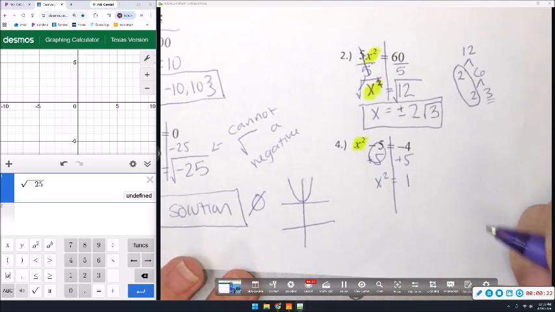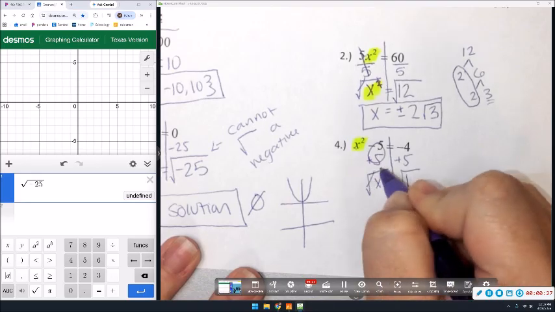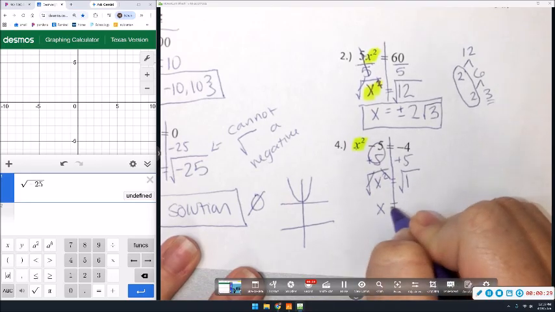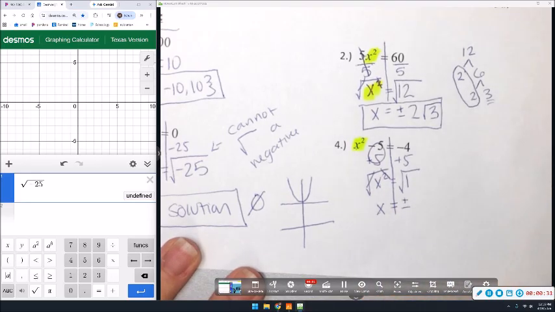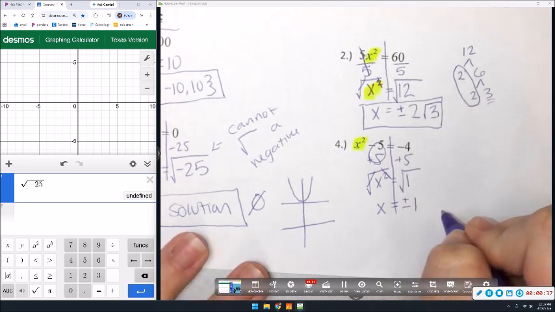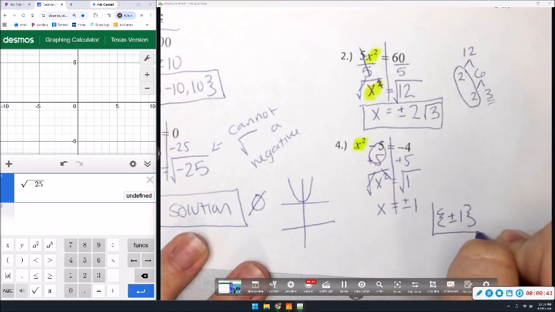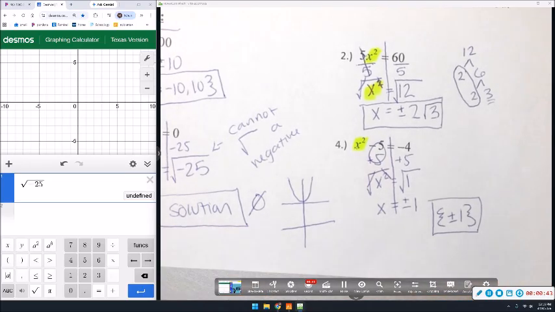No. Okay, so now that my square is by itself, we're going to square root both sides. Square root cancels the squared. And what's the square root of 1? 1. So you might see the answer written like this as well. Because you can solve them with the calculator too.